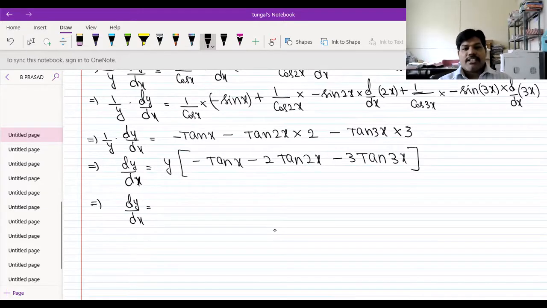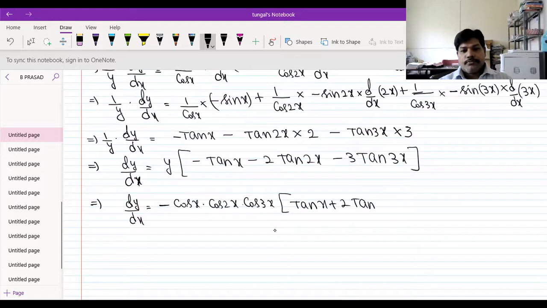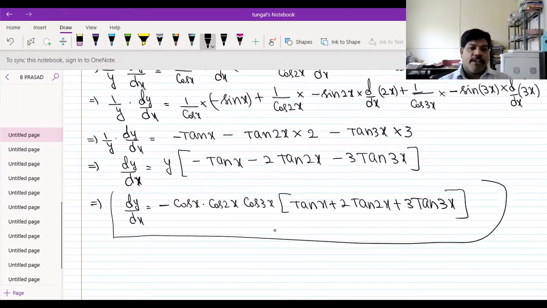And also you can take the minus common from all the terms here. So you will get minus of, what is the y value, students? Y value is nothing but cos x into cos 2x into cos 3x. You are taking the minus common from all these terms, it will become tan x plus 2 tan 2x plus 3 tan 3x. So this is the answer, students. Therefore, dy by dx value is here.